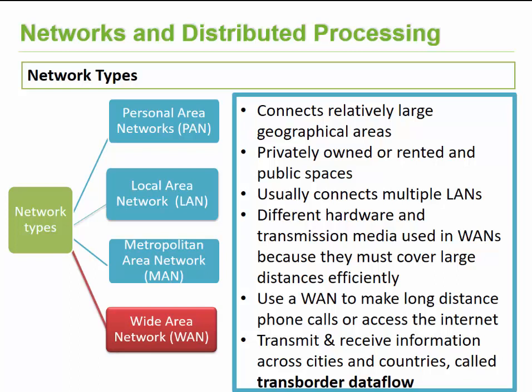Nowadays we find that with wide area networks we can actually make long distance phone calls and access the internet easily, and we can also transmit and receive information across cities and countries, and this is also referred to as trans-border data flow. Now typically we're not really concerned with trans-border data flow, but if you think about certain countries where there's a lot of laws and restrictions, they might have specific guidelines about what is allowed into the country or out of the country. So this concludes our discussion on network topologies and network types.